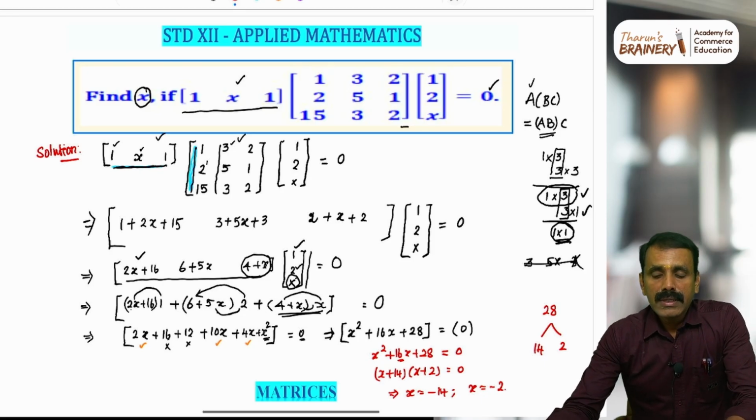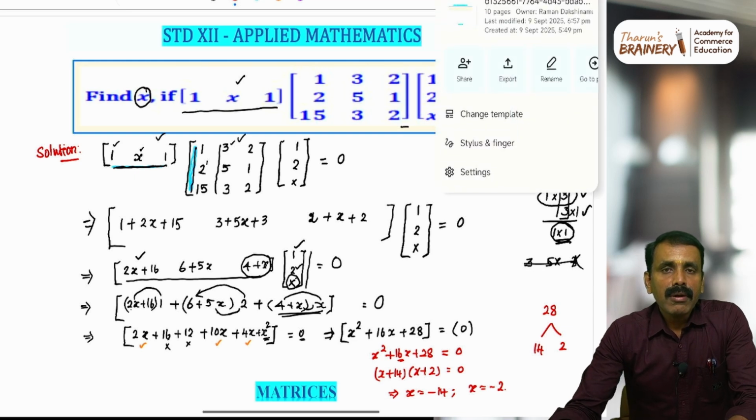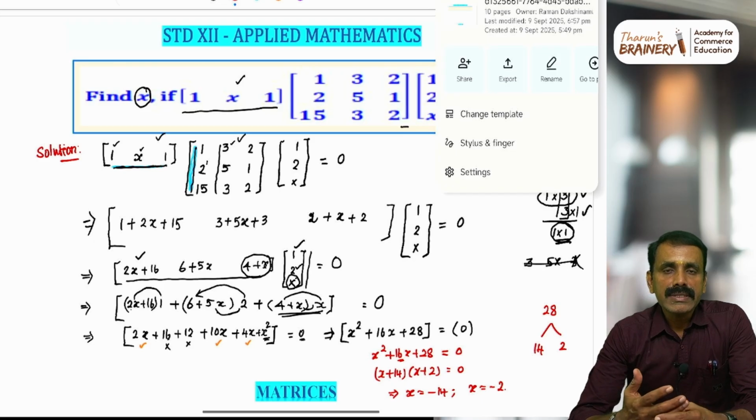Okay students, in this session again we have seen the problems involving matrix multiplication and how to find the unknowns in different cases. Is it clear?